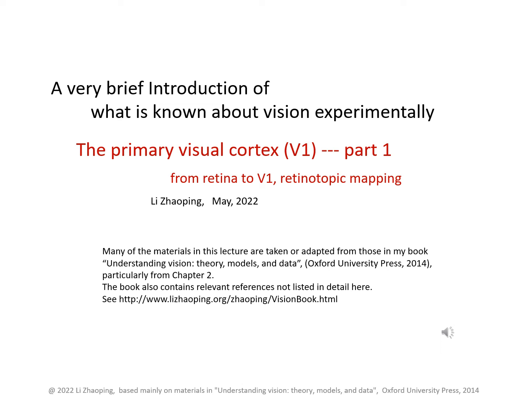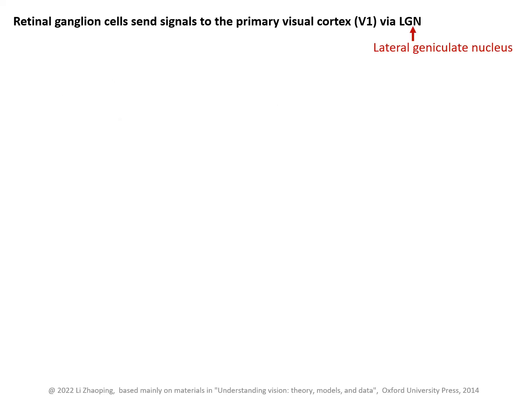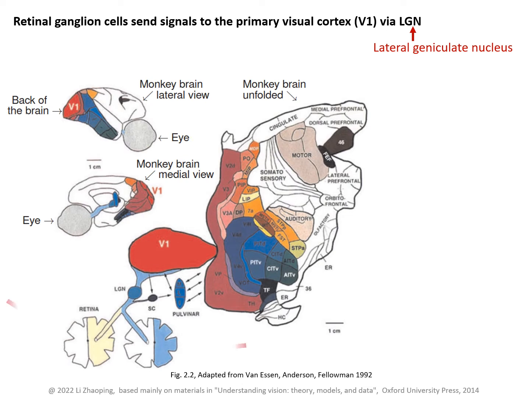The primary visual cortex, V1, part 1. From retina to V1, retinotopic mapping. In this figure, we see that signals from the two retinas are sent to the central brain, first to the primary visual cortex, also called V1.